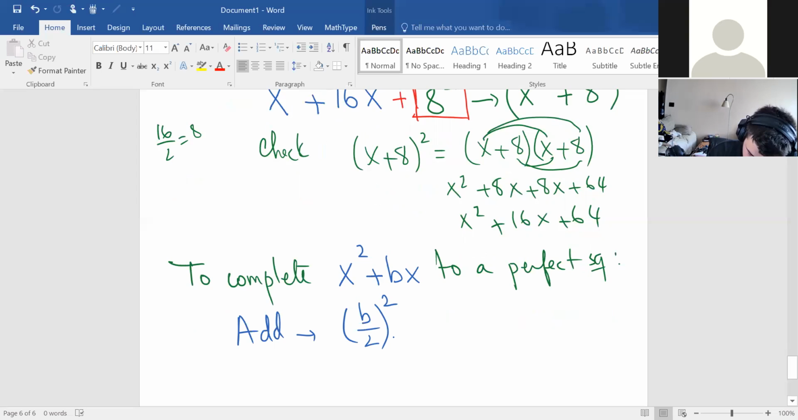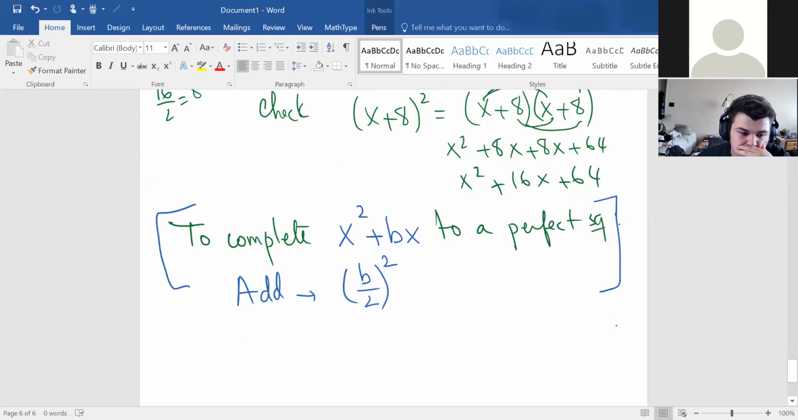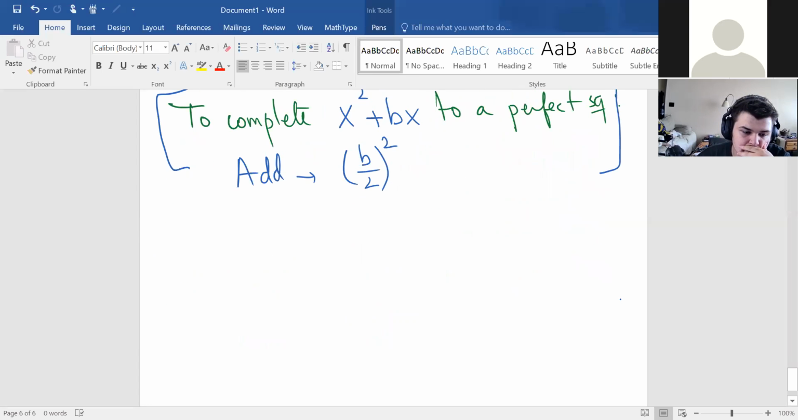Add the half of b squared. Always, and we have to add, you don't subtract, you always have to add the half of b squared. All right? So let me give you these examples right here and complete them to perfect square. All of them right here.